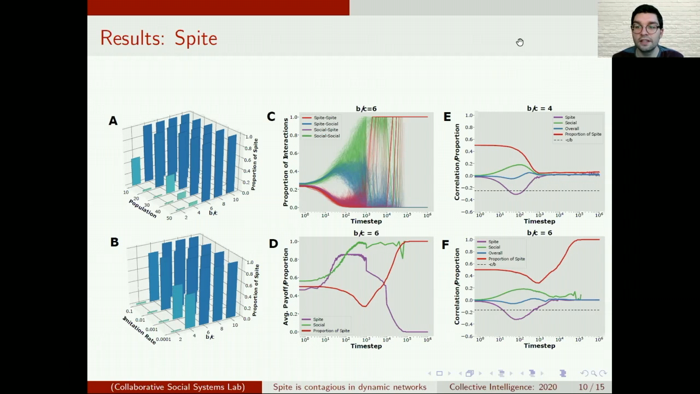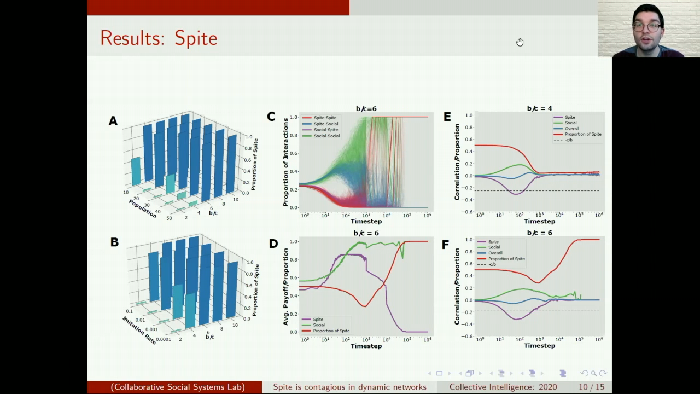Moving to figure C, this shows the proportion of each of the 4 different visitor-host interaction pairings that can occur over time in our model, and they're plotted individually by seed. The green and blue lines are cases where someone is choosing to visit a social agent, and the red and purple lines are where someone is choosing to visit a spiteful agent.